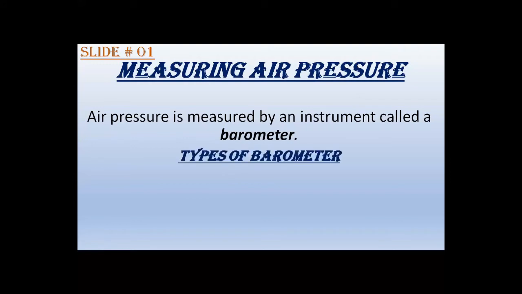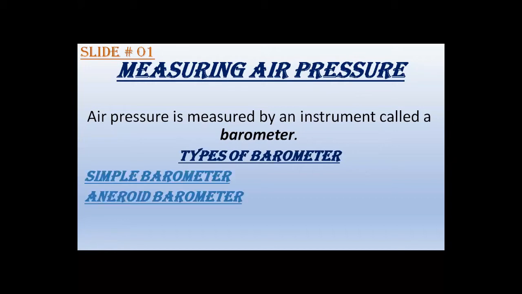There are some types of the barometer. The first one is a simple barometer. Next is the aneroid barometer. The last one is the altimeter. I repeat it, class. Air pressure is measured by an instrument called a barometer. By the help of this device, we can measure air pressure. The barometer is used to measure the air pressure. The types of barometer are the simple barometer, the aneroid barometer, and the altimeter.